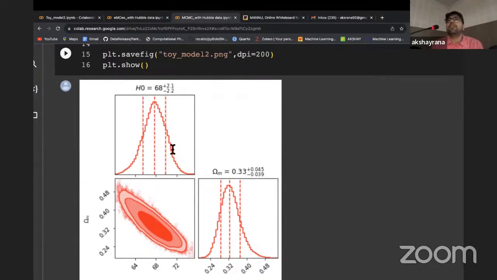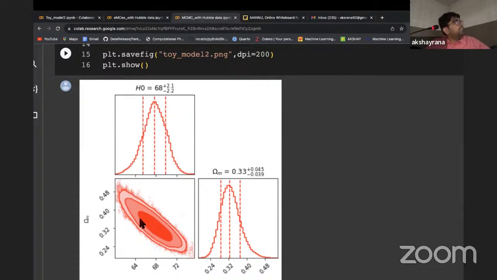This is a two-dimensional corner plot. On the x-axis, this one is giving you the information from the analysis that omega matter is 0.33 plus minus error. Now you understand, 0.33 is the median value, with plus minus sigma at the 34th percentile on the positive and negative sides. This is the histogram only for omega m. This is the histogram for H naught, suggesting the value 68 plus 2.1 and minus 2.1.